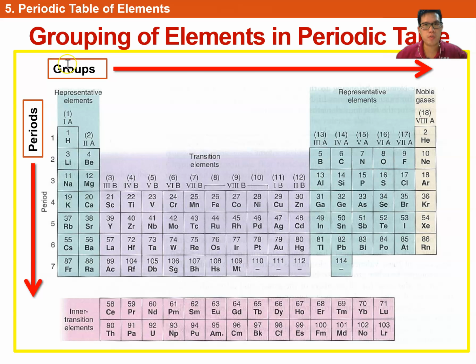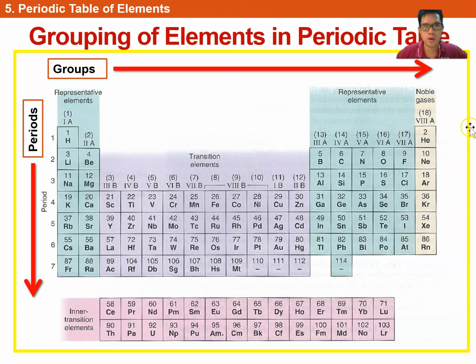Usually for this subject, we will go from here. Group 1, group 2, because we usually will not really use the transition elements. Group 1, group 2, group 3, group 4, group 5, group 6, group 7, and group 8. I repeat, group 1, this is the common list we use. Group 2, group 3, group 4, group 5, group 6, group 7, and group 8.